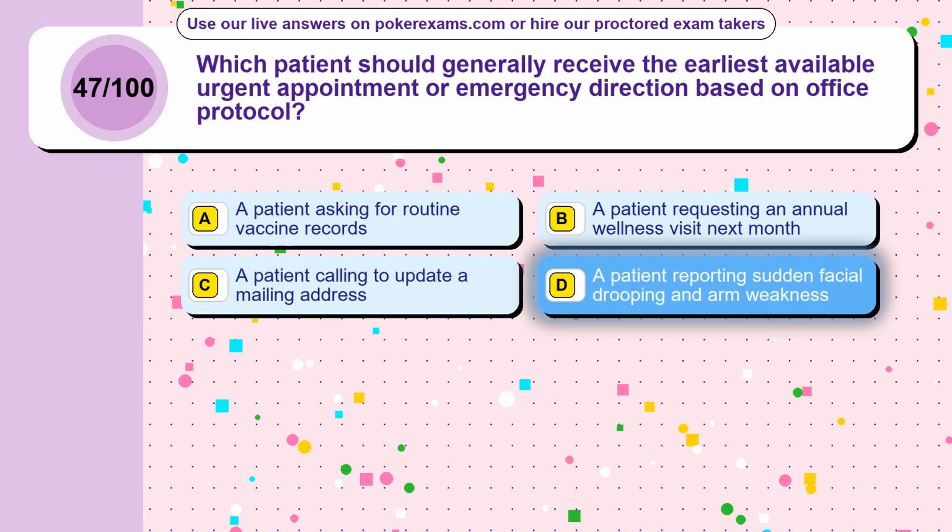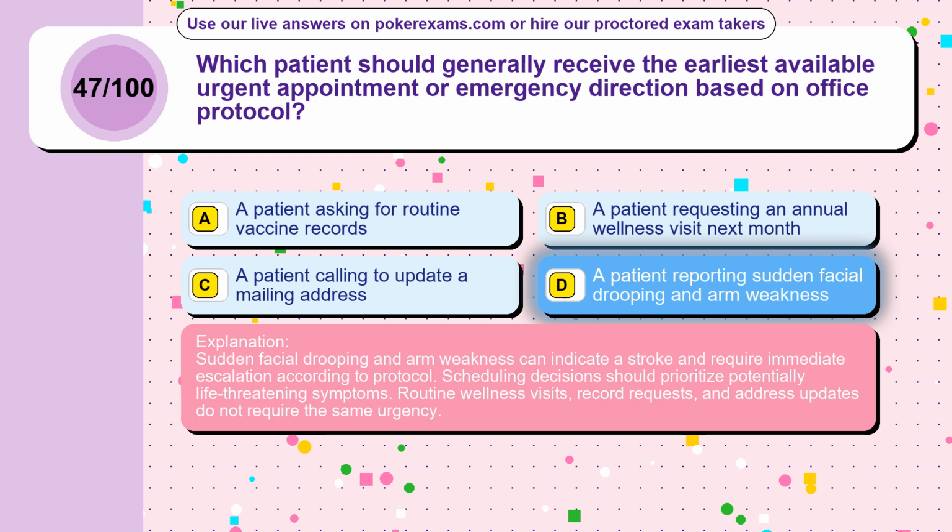The correct answer is option D. A patient reporting sudden facial drooping and arm weakness. Sudden facial drooping and arm weakness can indicate a stroke and require immediate escalation according to protocol. Scheduling decisions should prioritize potentially life-threatening symptoms.